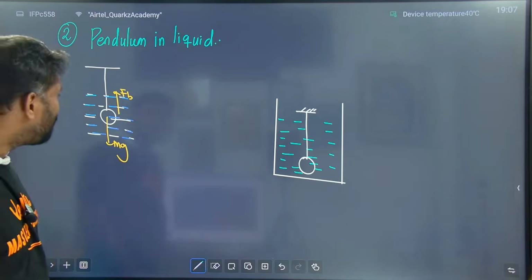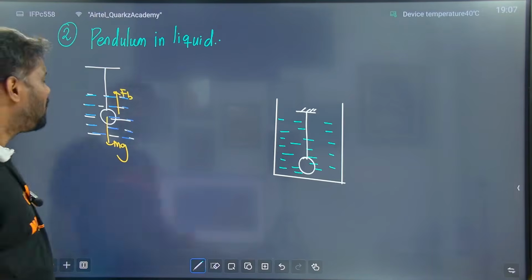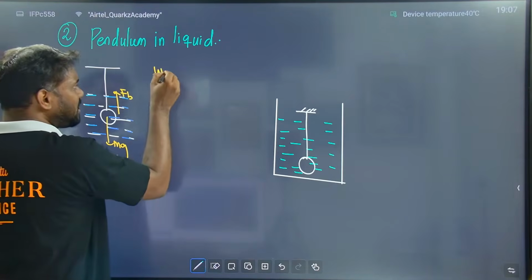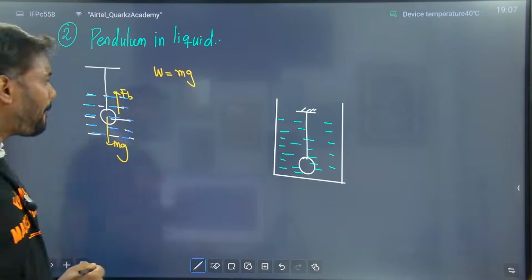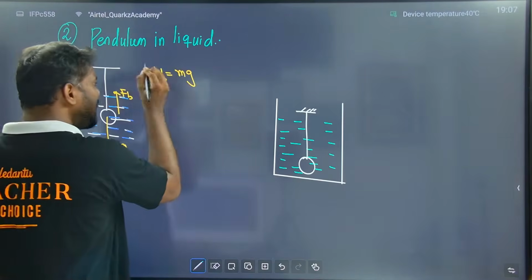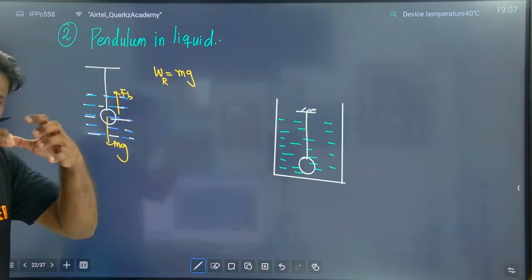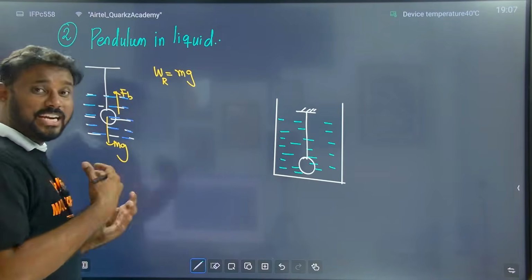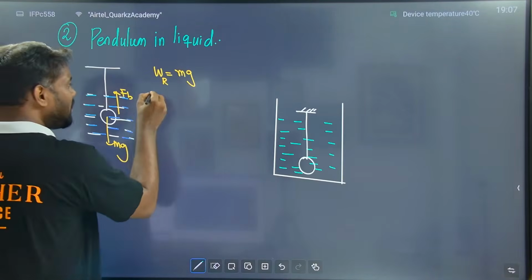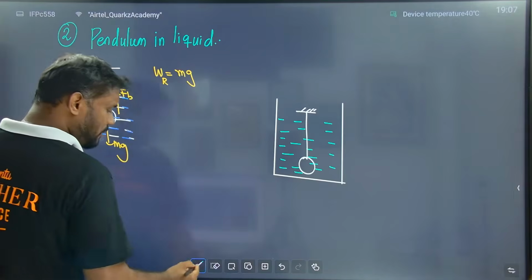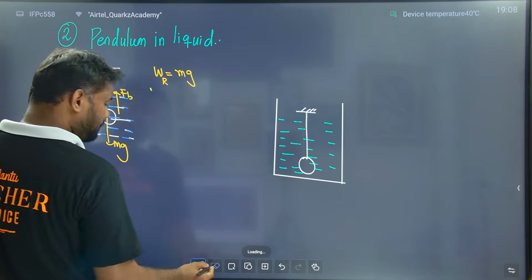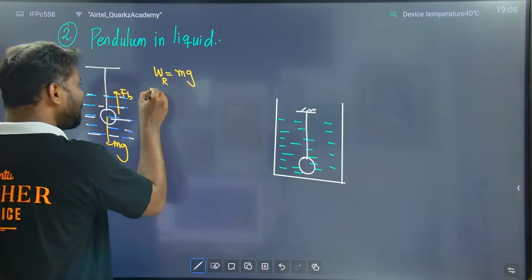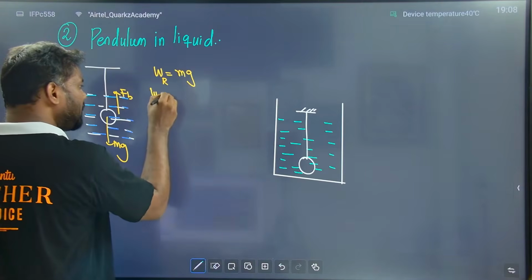So can we calculate that? Generally, the normal weight of the body can be called m into g. This is the real weight. When we place it inside the liquid, the weight changes. That weight we can call the apparent weight, AP.